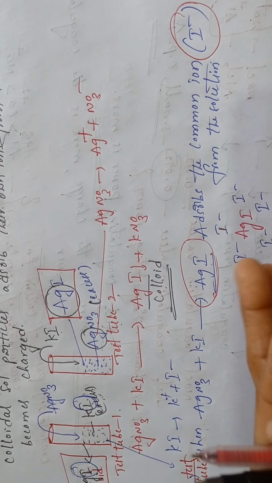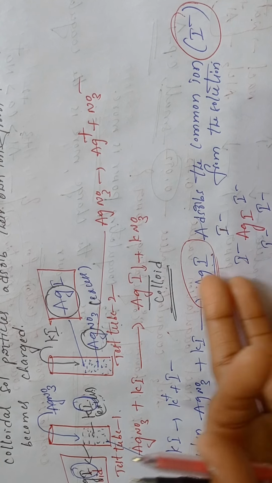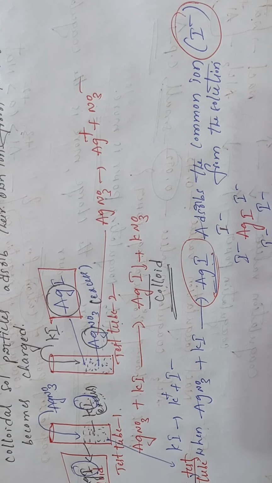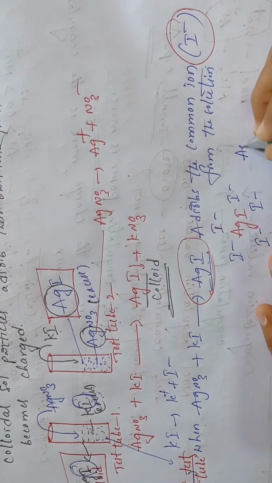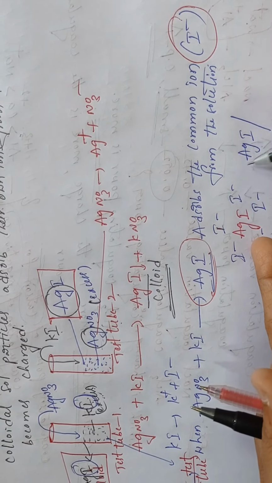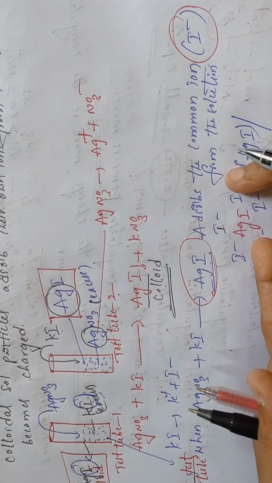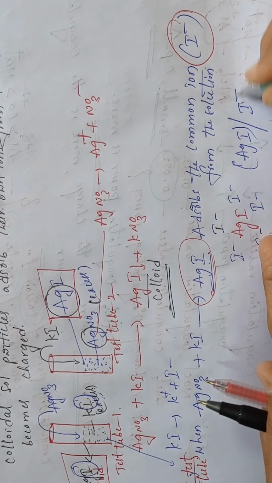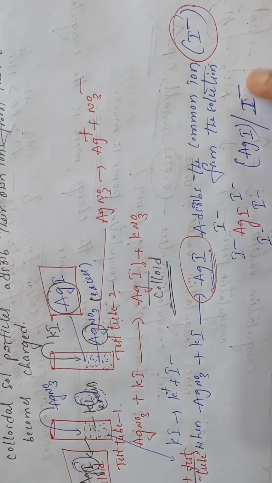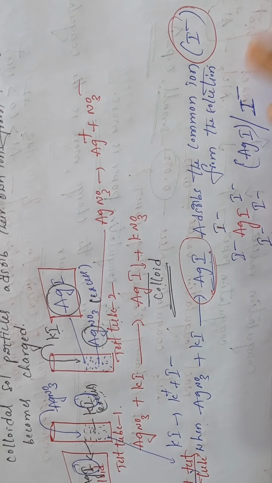Are you clear, students? So in test tube A, what is the charge of silver iodide? Negative charge, correct? So we can represent it as AgI with I minus adsorbed. This is the AgI colloid, and its charge is negative. A negatively charged colloid is formed.